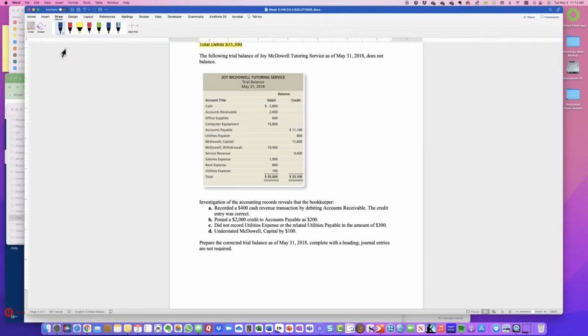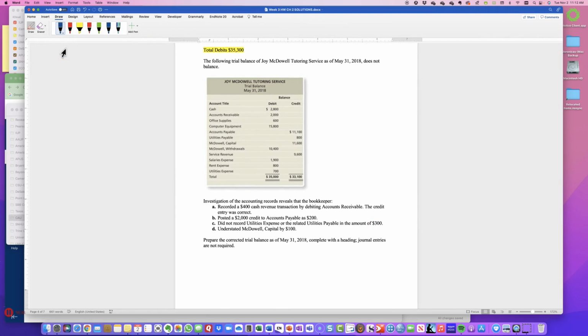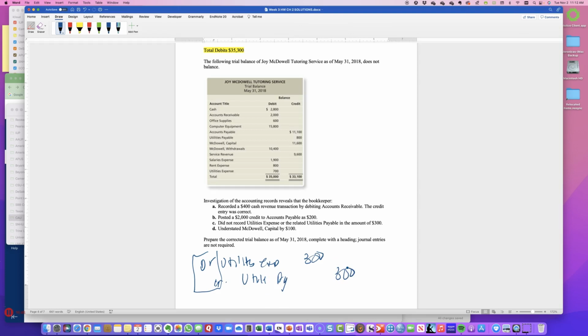So the entry for this would be, if you did not record it, debit utilities expense for 300, and then credit utilities payable for 300. I'm just showing you these here so you know. So that's the entry here that was missing. And then you understated McDowell's capital by $100, meaning that you're going to have to credit it for $100.